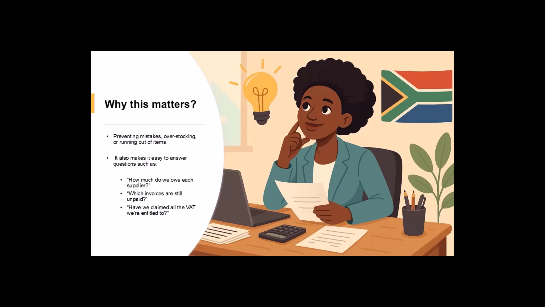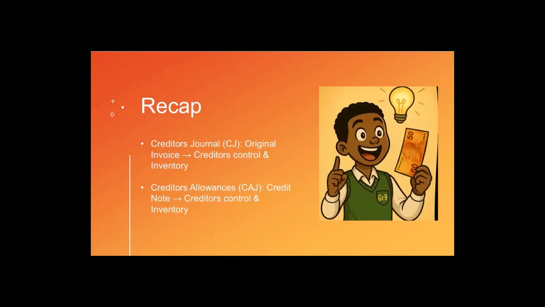Let's quickly recap what we've covered in today's lesson on the Creditors Journal and Creditors Allowances Journal. We flip perspectives from being the seller in the Debtors Journal to being the buyer in the Creditors Journal. The CJ records goods and services bought on credit from suppliers. The CAJ records returns or allowances that reduce what we owe.